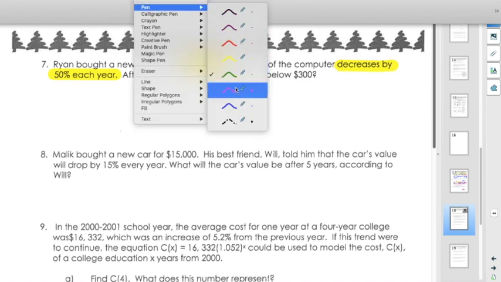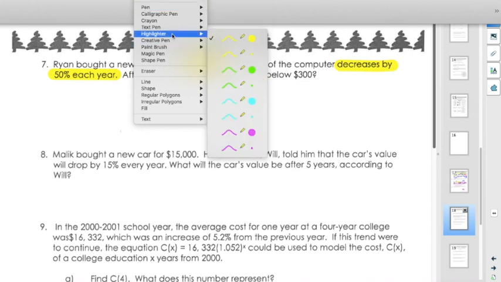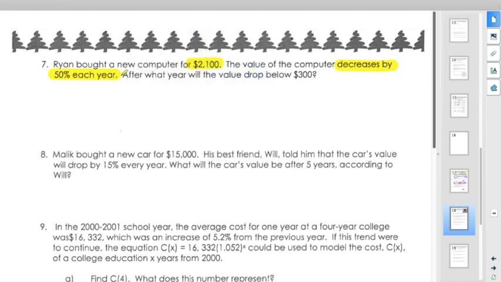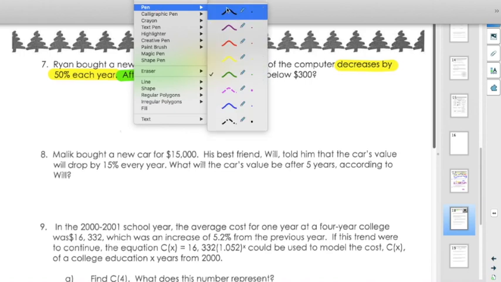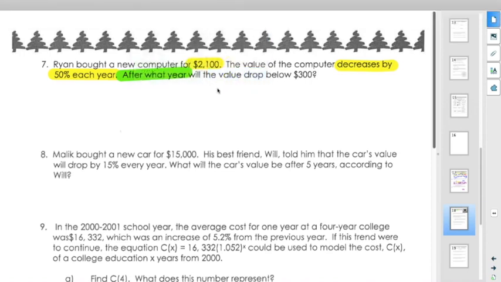So typically it gives us the years, right? What am I looking for? It typically gives us the years, but here it's saying after what year? In other words, it's not giving us x in this case. This is a new type of question that we haven't seen yet. It's not giving us x. It wants us to find when the value will drop below $300.